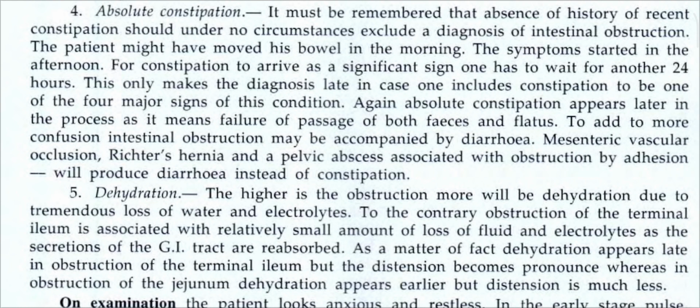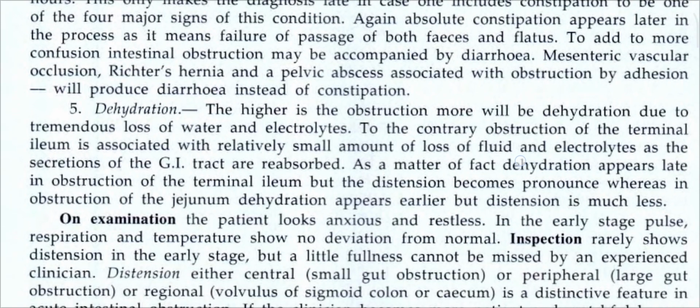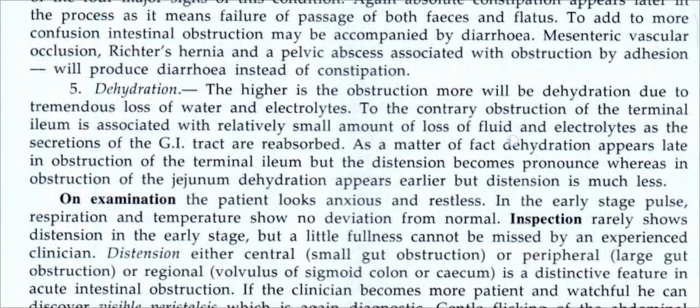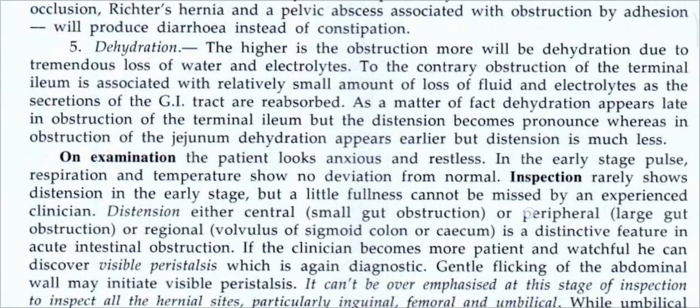To add more confusion, intestinal obstruction may be accompanied by diarrhea in mesenteric vascular occlusion, Richter hernia, and a pelvic abscess associated with obstruction by adhesion, which will produce diarrhea instead of constipation.